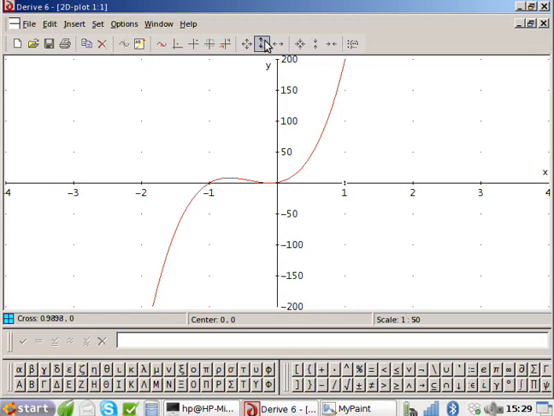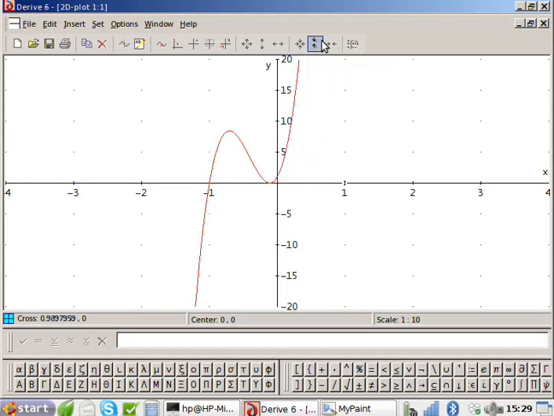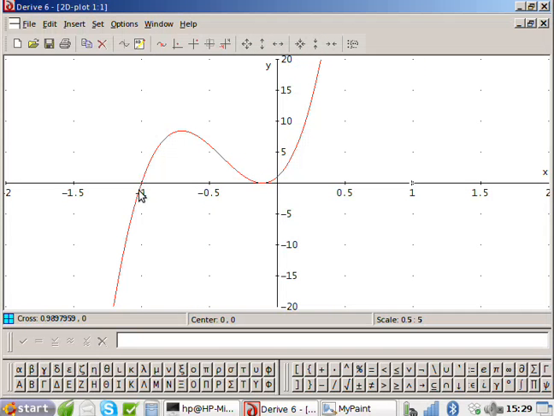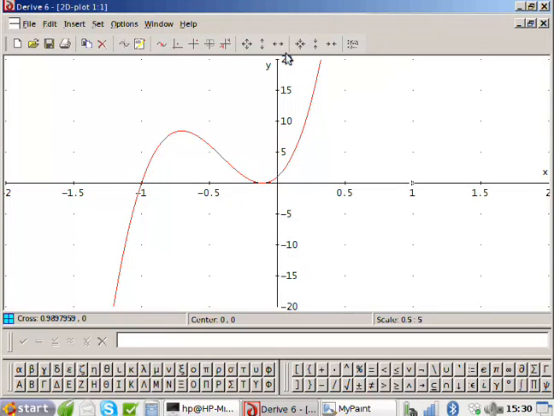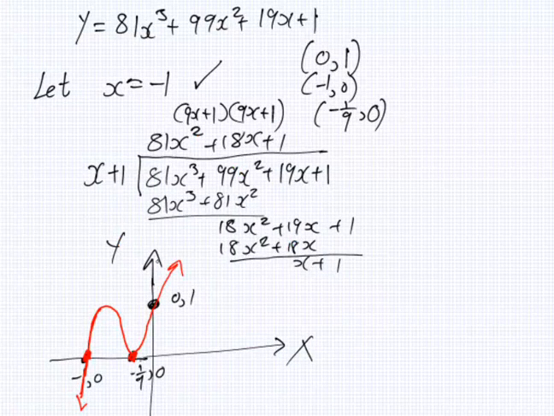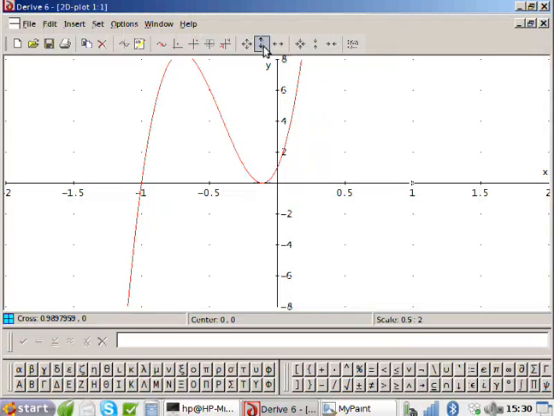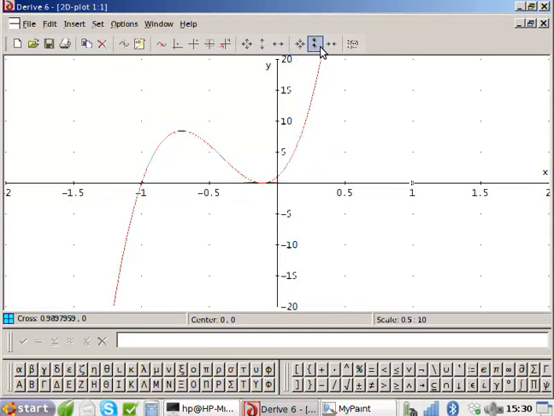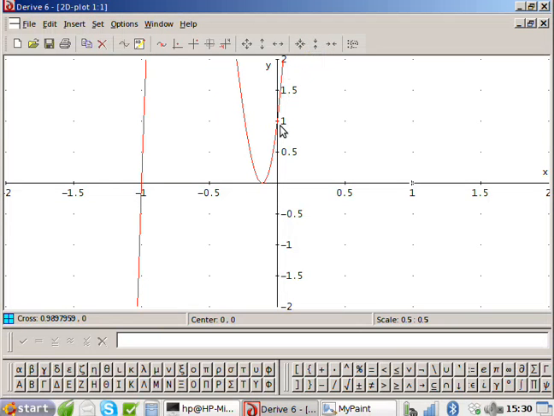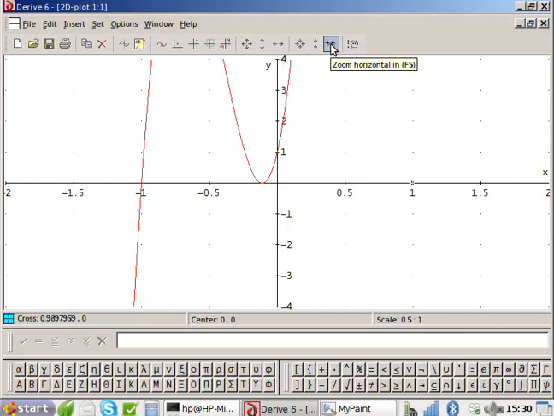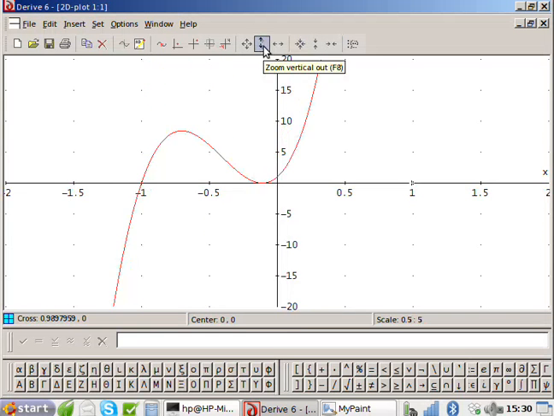So that is a factor, into 81x cubed plus 99x squared plus 19x plus 1. Let's see how quick we can do this. What's first? 81x cubed plus 81x squared. I subtract, that's 18x squared. Plus 18x, and the 1 comes down. 18x squared plus 18x. I subtract and I'm left with x plus 1.